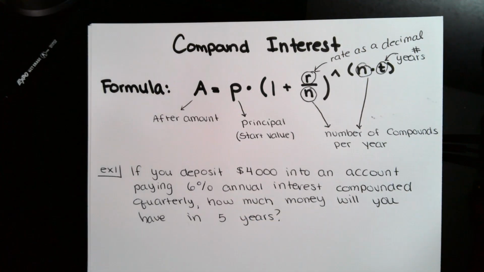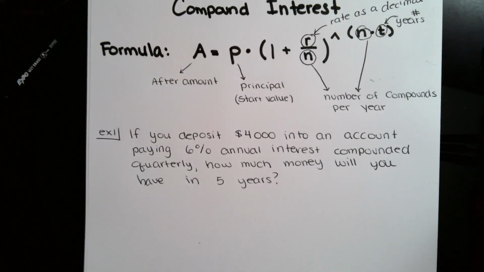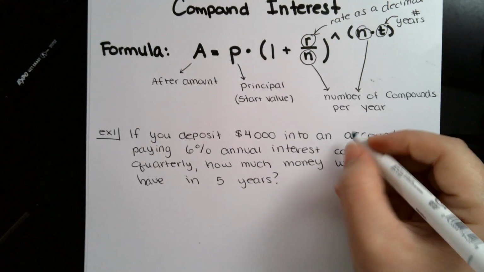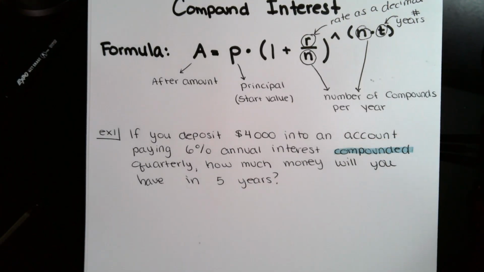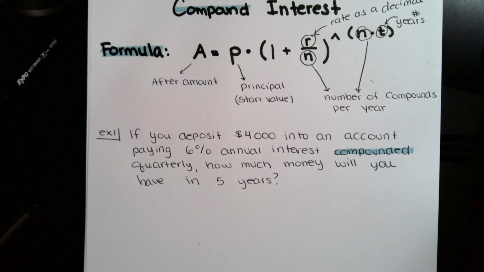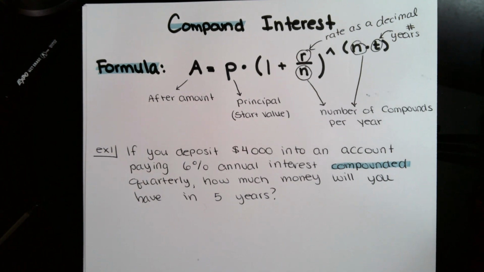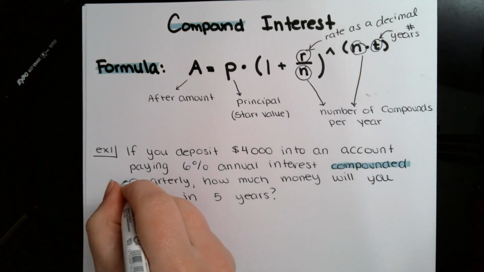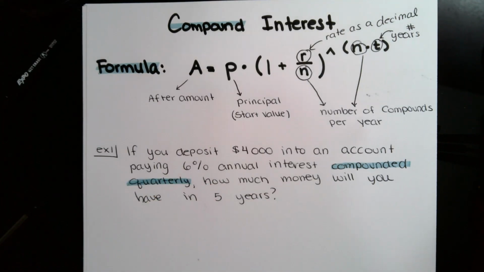All right, let's go ahead and discuss. Here's a typical question that I get. Well, how do I know which formula to use? And my response is, well, you got to read. For example, if you see the word compounded, you're gonna use the compound formula, okay? So if you don't see the word compounded, don't use the formula. Use your other growth and decay. Here we do see a compound, and that compound is quarterly. We'll talk about that in just a few seconds.